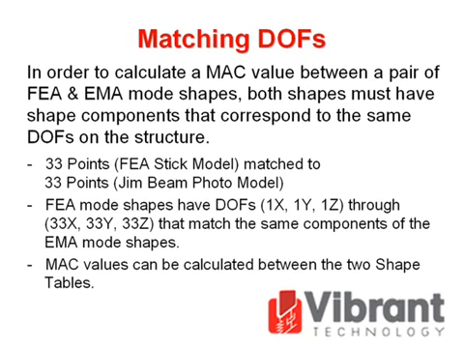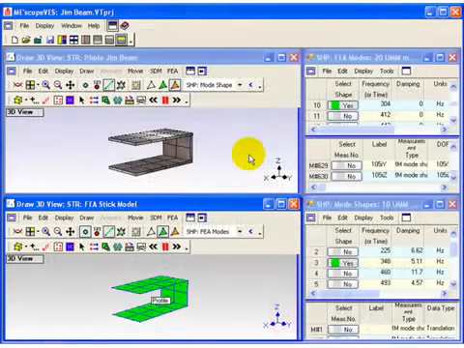The MAC values between the pairs of FEA and EMA mode shapes were listed in the table in the previous section. Since no particular shape DOFs were selected, all of the matching DOFs from both shape tables were used in the calculations. In this section, we will compare MAC values when only the Z directions of the DOFs are selected. Make sure that both shape tables are open in the work area.